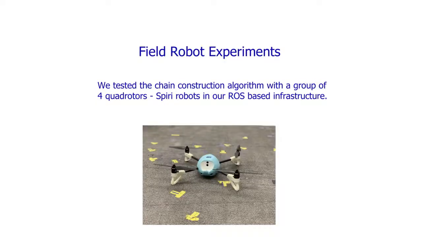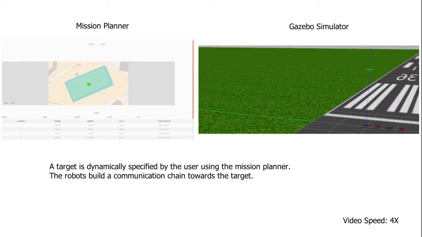We tested the validity of our chain construction algorithm with outdoor field experiments. At first, we used the Gazebo simulator to simulate more realistic conditions for a group of 4 quadrotors. The ground station is the root, and a worker reached one of the assigned targets.